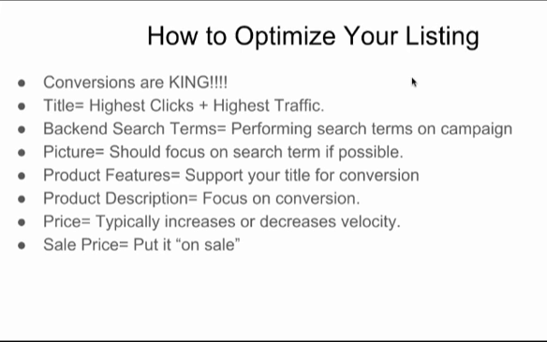Product features should support your title for conversion, and what that means is, again, all of this stuff is built off of what I call anchors, and I'll show you our anchors. We'll revisit them, but you don't want to stray from that stuff because that's the whole reason you collected this data. Your product description should focus on conversions.